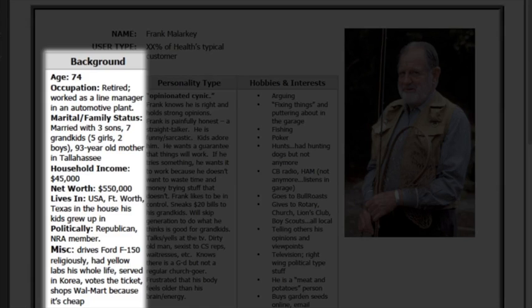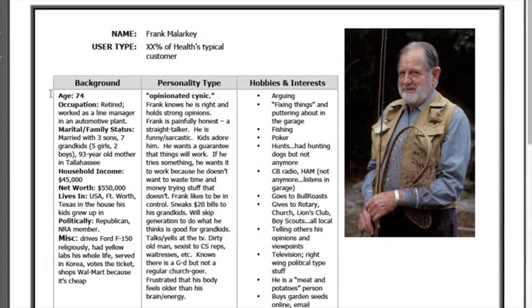He lives in Fort Worth, Texas, in the house that his kids grew up in, and politically he's Republican, and he's an NRA member. Miscellaneous, he drives a Ford F-150 religiously. He's had yellow lab dogs his whole life. He served in Korea. He votes the ticket, and he shops at Walmart because it's cheap. So those are basic facts that you could find on a data card. Dig deeper a little bit into the backgrounds of readers. If you're looking at a journal data card like Men's Life or something, you can get more information there.